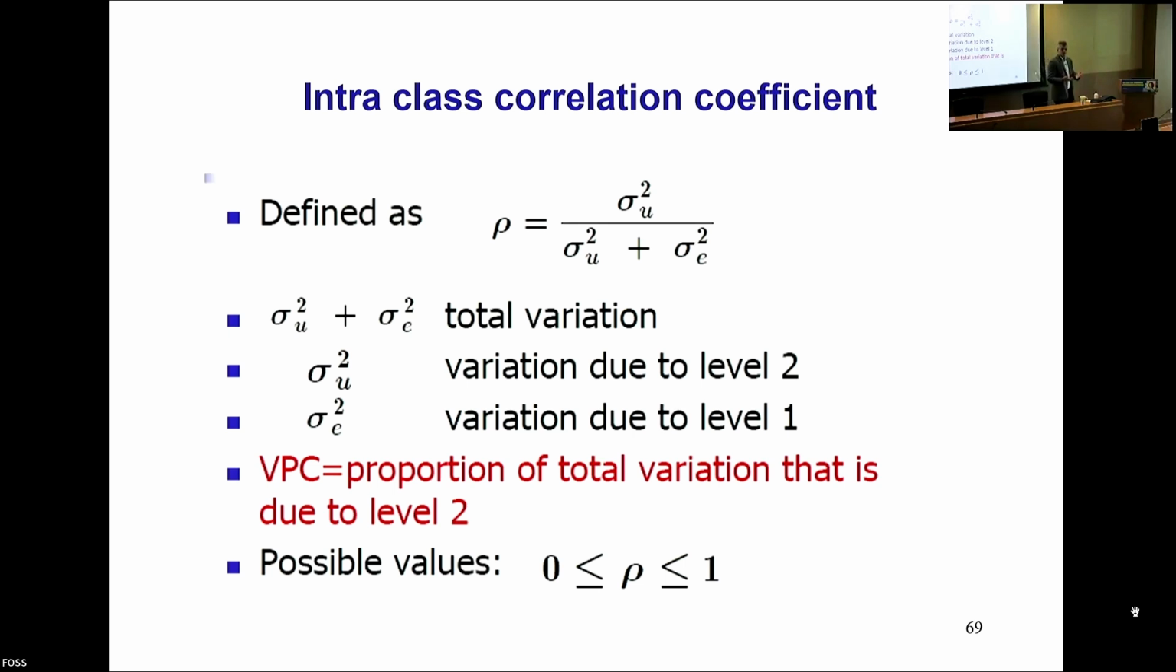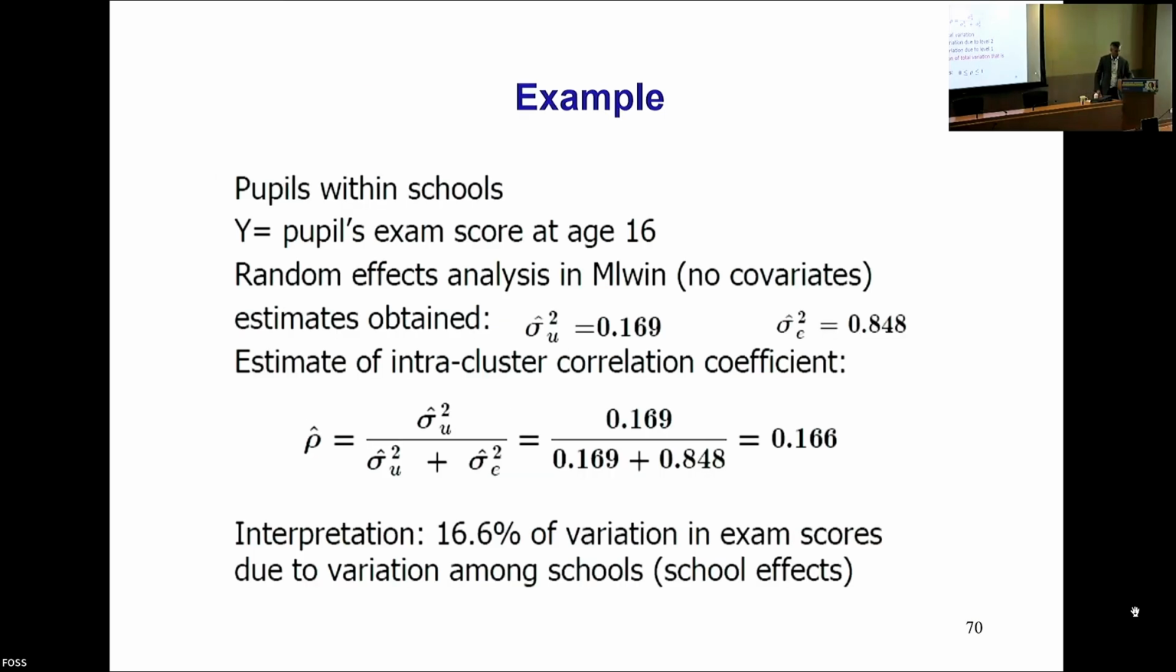So that gets us to the question of, well, is school an important level to consider when we're looking at exam test scores for students? Is neighborhood an important level for understanding the differences between people in terms of their health? So calculating the VPC is very, very useful.